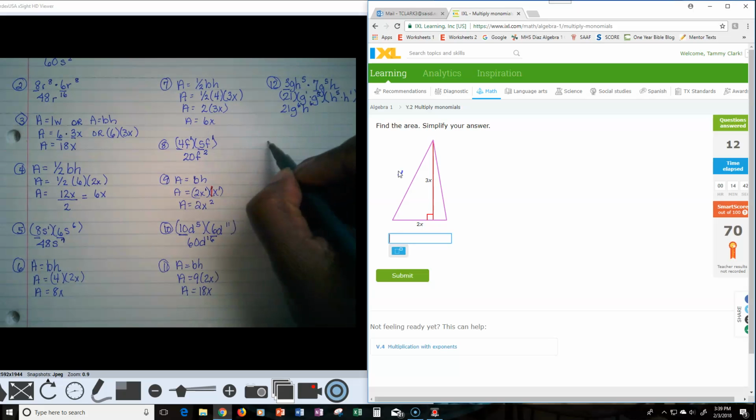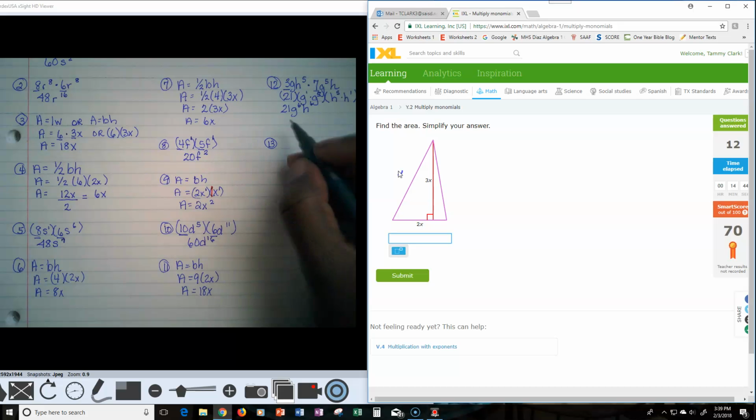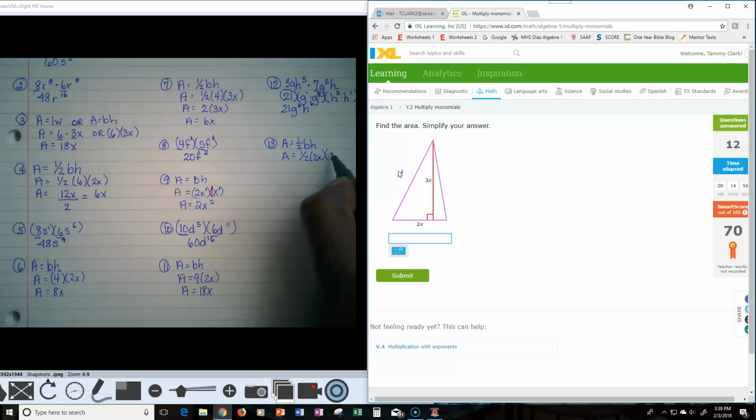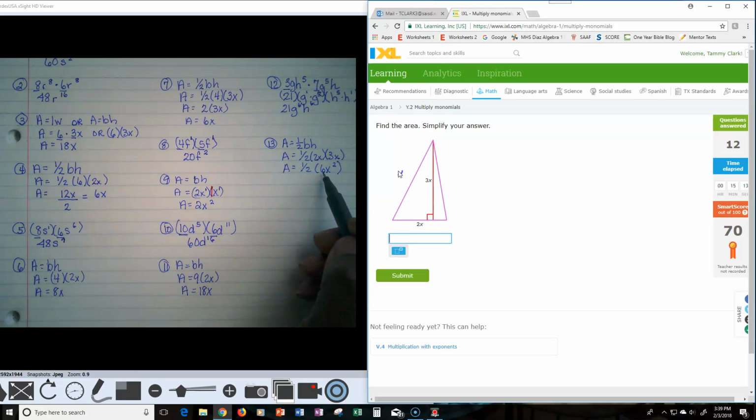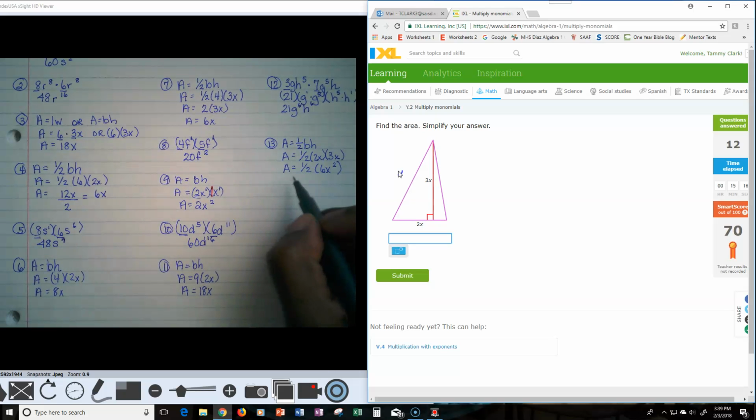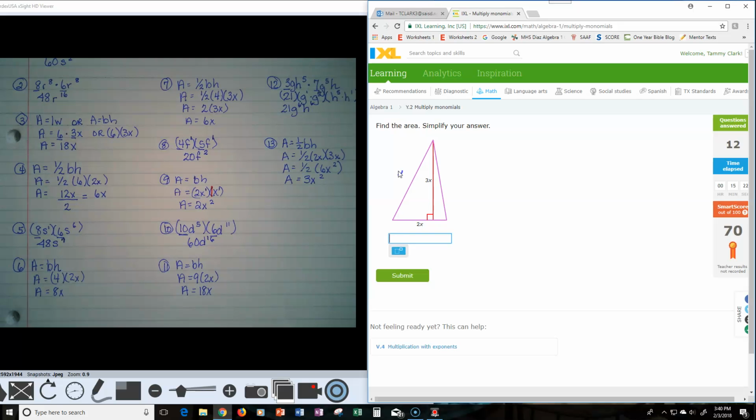All right, number 13. So we've got area is equal to half base times height. Area is equal to half. Our base is going to be 2x. Our height is 3x. Now, we can go half of 2x times 3x, remember, is 6x squared. You're only going to take half of the coefficient. So, that would be area is equal to 3x squared.